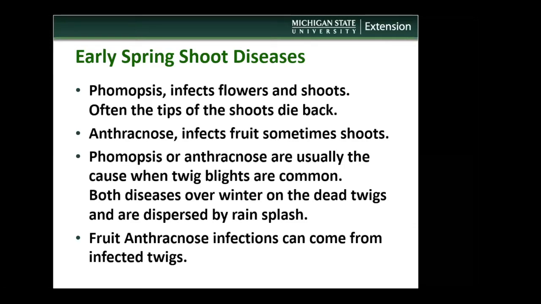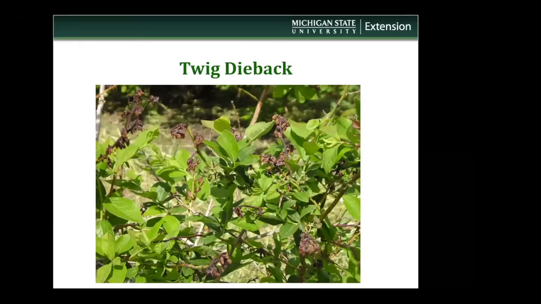Both diseases overwinter on dead twigs and are dispersed by rain splash. I think of Phomopsis more as a cool weather disease and Anthracnose more as a warm weather disease. And the fruit anthracnose infections probably come from infected twigs. So, here's an example of twig dieback, and so what caused that? And we're going like, I have no idea.